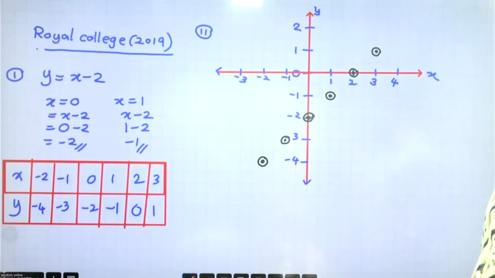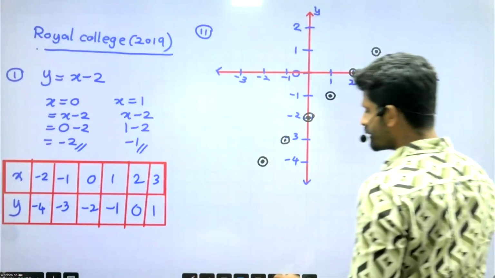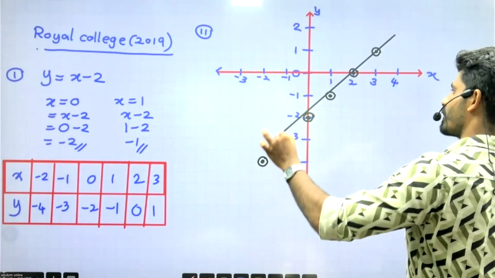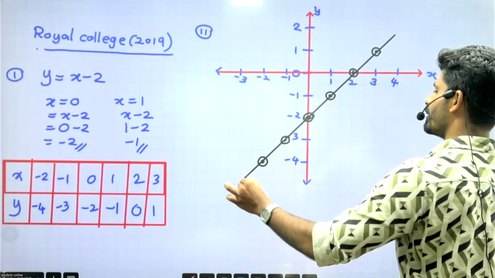And kids, then you can join the points and draw the line. This is the graph video, so you can draw the line now on the graph.